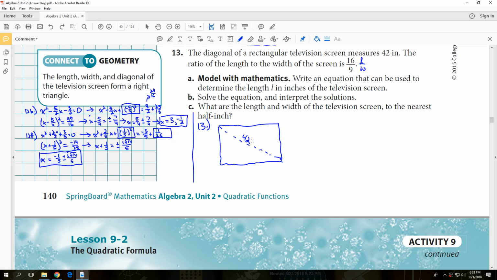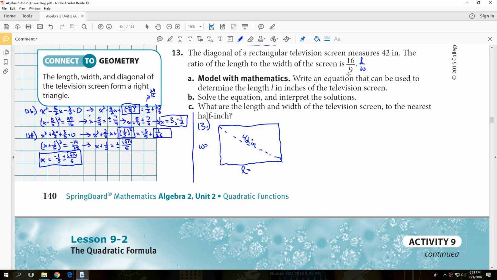Sorry, trying to make this look decent. 42 inches. All right. Now, they don't tell us here's my length and here's my width. So we'll say length is equal to and width is equal to. They don't tell us what they are, but they do give us the ratio.